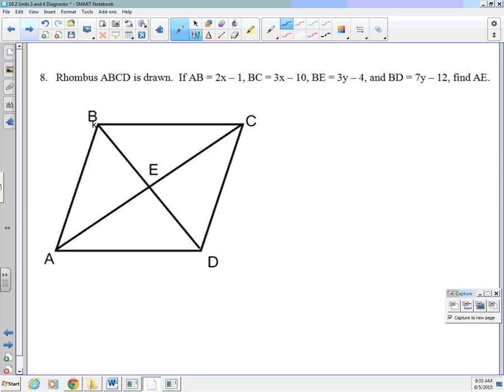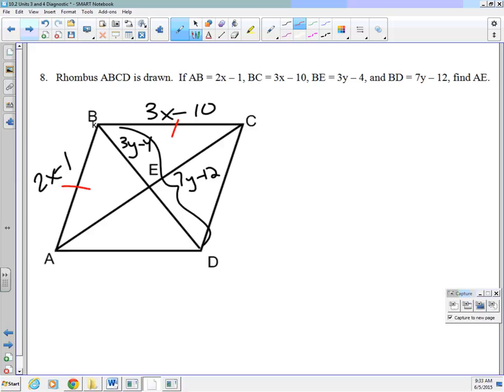All right, number 8, rhombus ABCD is drawn. If AB is 2x minus 1, BC is 3x minus 10, BE is 3y minus 4, and BD, B to D, is 7y minus 12, I want to find AE. So I have a rhombus. So the first thing I know about a rhombus is that the sides of the rhombus are equal. So I can set those two sides equal to each other.